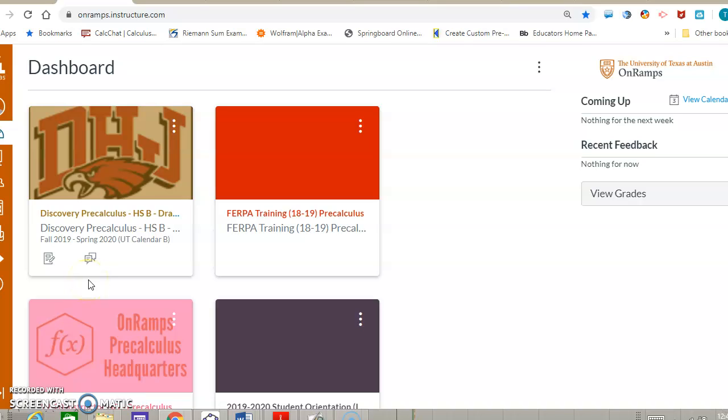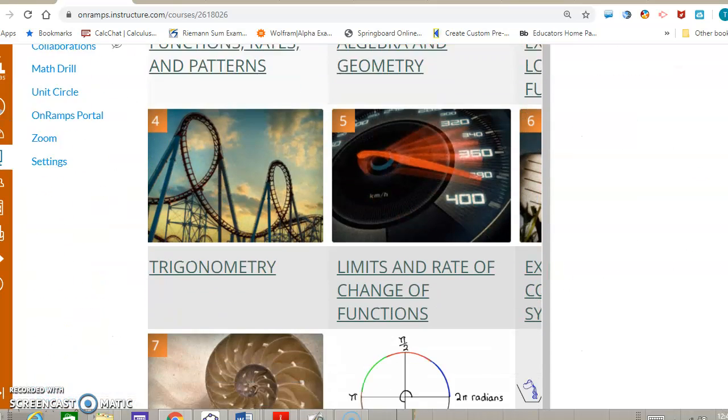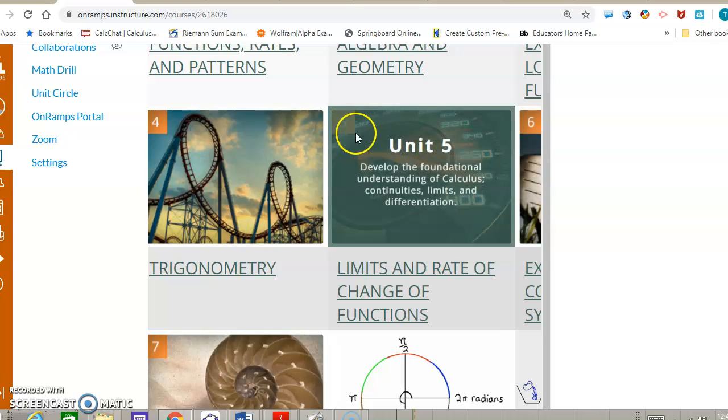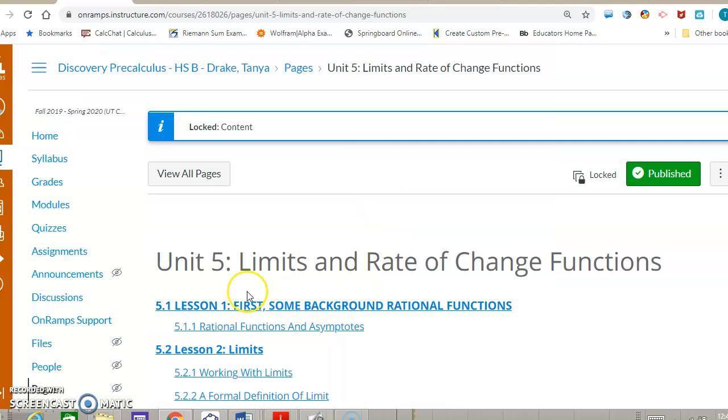If you'll go to your dashboard and click on Discovery Pre-Calculus, we will begin in Unit 5. I'm going to scroll down to Unit 5, and as you can see, it is limits and rate of change functions. I'm going to click that. Our first lesson is 5.1.1 Rational Functions and Asymptotes.